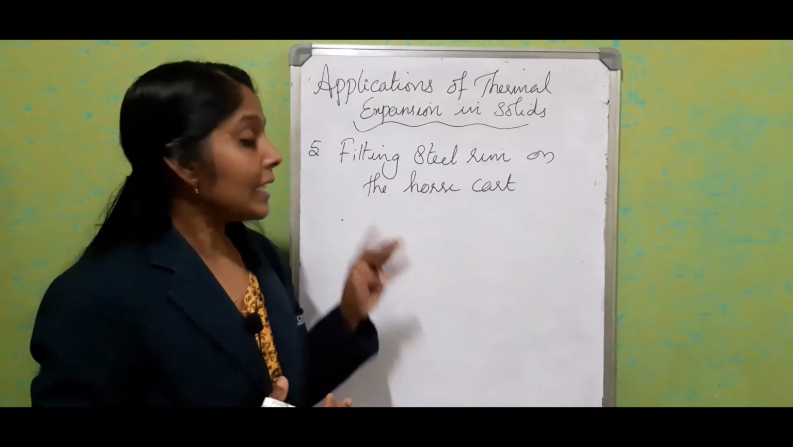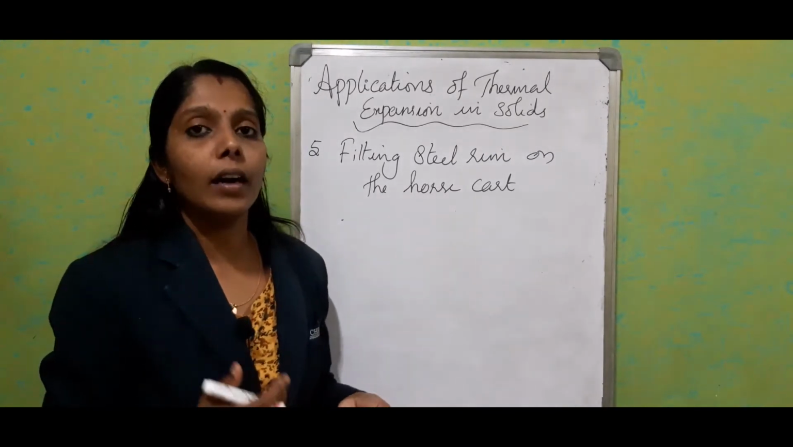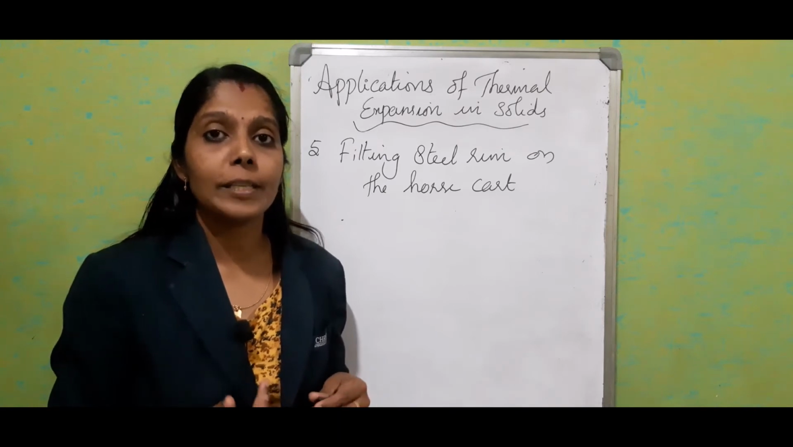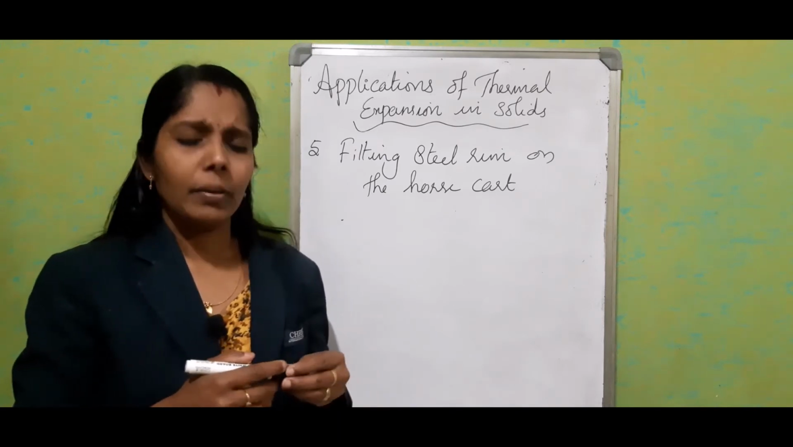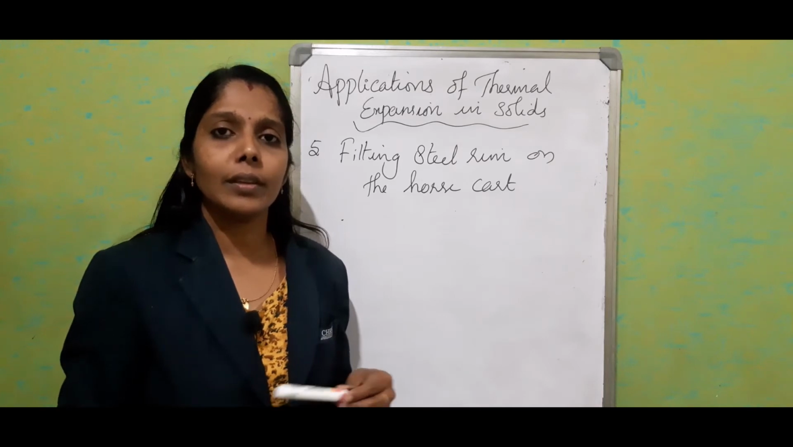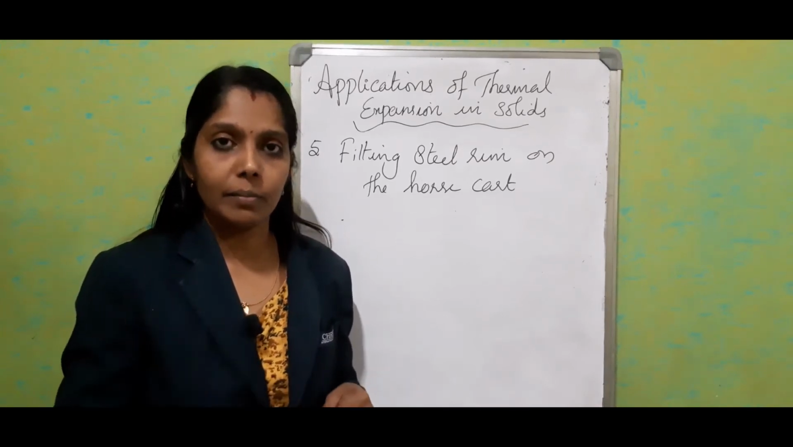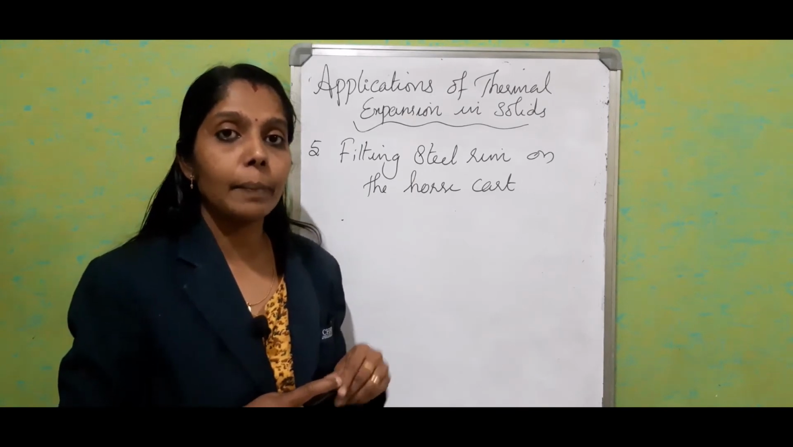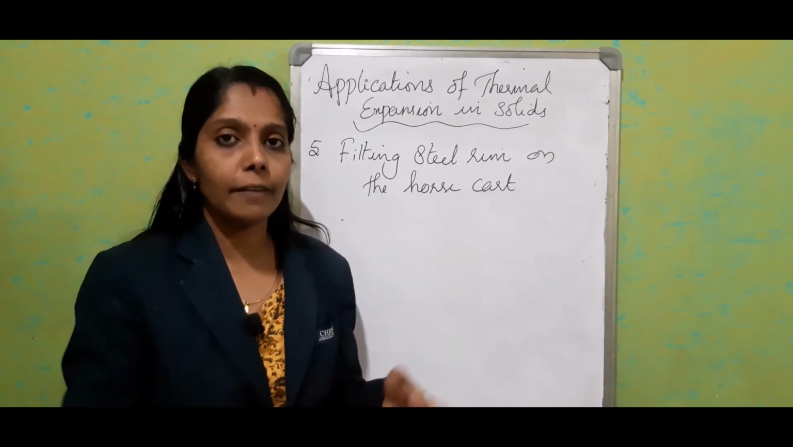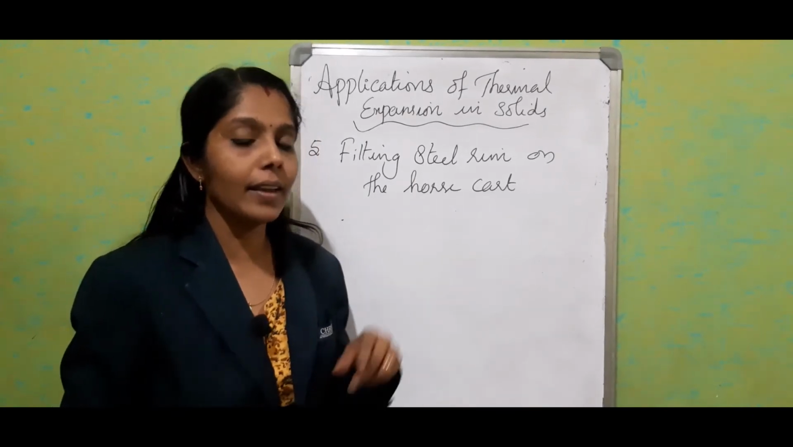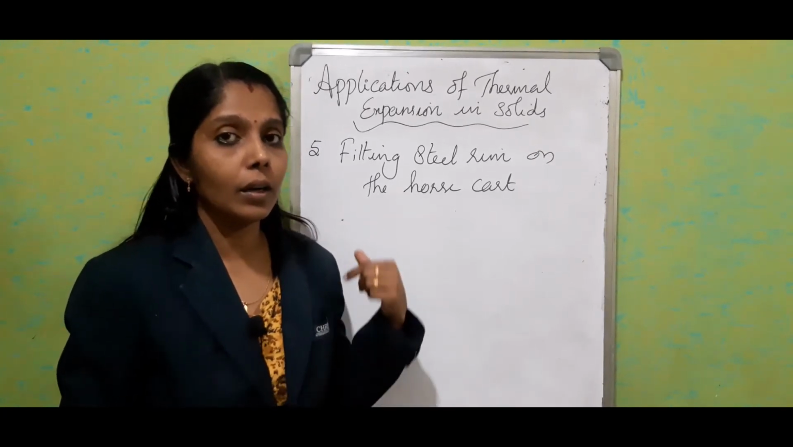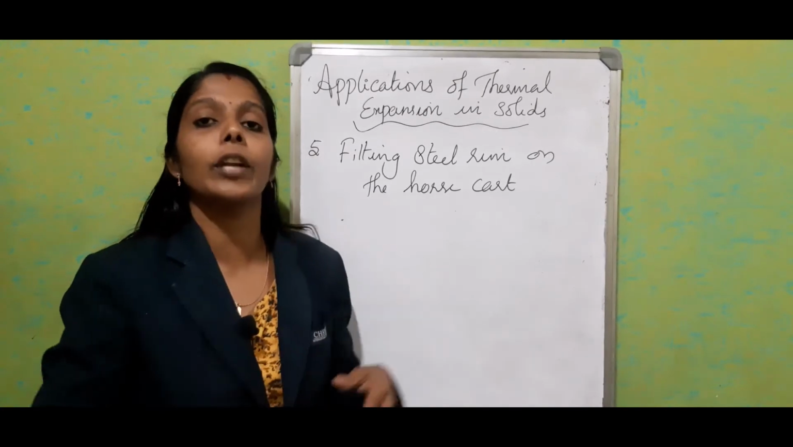Next application is fitting the steel rim on the hose cart. We know that the wheel of a hose cart is always made of wood, but with continuous use it will break, right? To overcome that, we always keep a steel rim. You are very familiar with the cycle rim. Same way, we can keep a steel rim fixed over the wooden wheel.